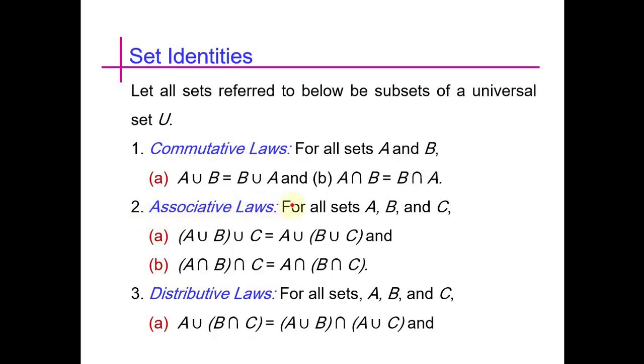Similarly, in associative law, when we take union of three sets, we can take the union of first two or we can take the union of last two, and it will not affect the equality. And similarly is the case for intersection.